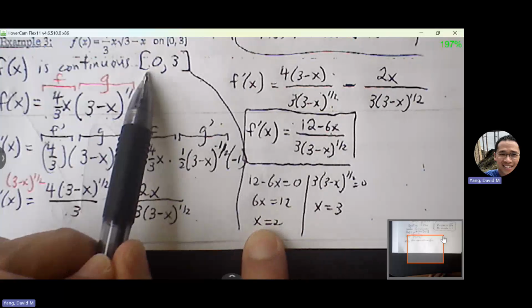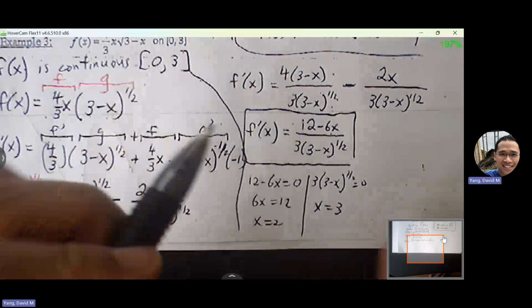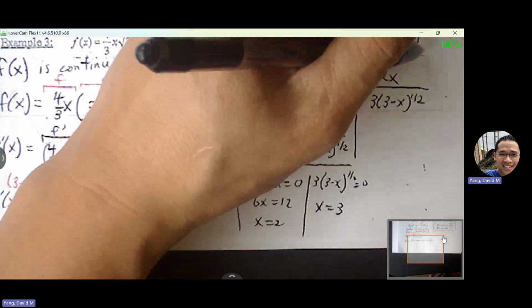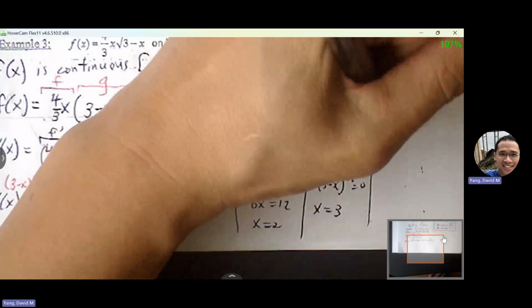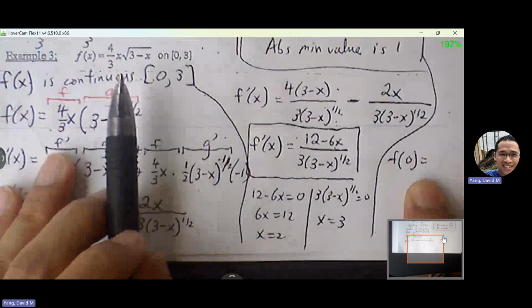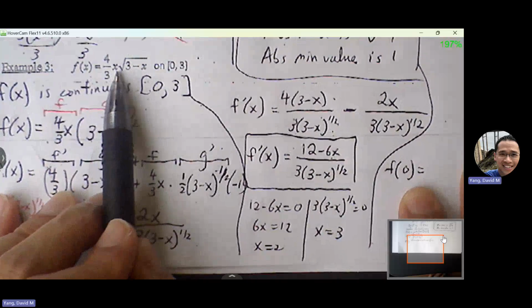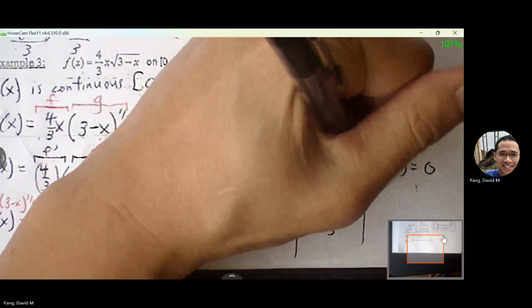And where do we put them? Good, original. Now we're looking for the physical locations, physical y values. Okay, if I plug 0, the nice thing about 0 is that 4/3 times 0 is 0. Anything times 0 is 0. So f of 0 is 0.